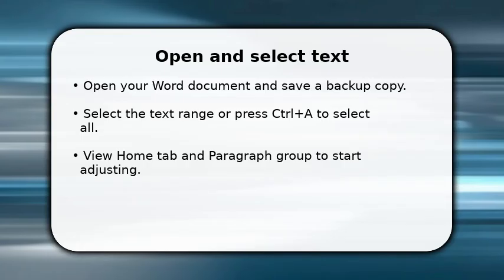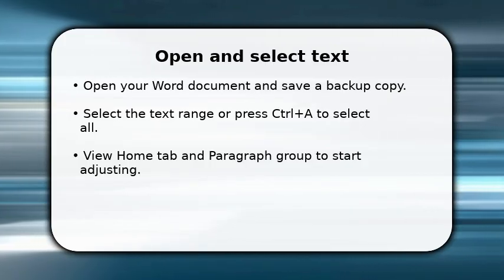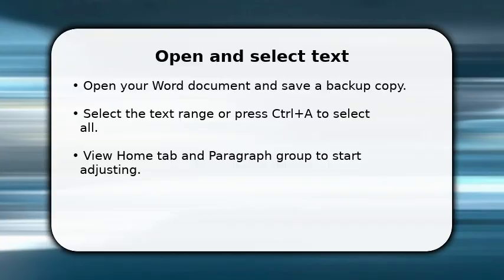You already saved a backup. Now focus. Open the document and select the paragraphs you want to change, or press Ctrl+A to act on the whole file. Once done, look at the Home tab's paragraph group, because that's where line and paragraph spacing controls live. You're taking action immediately. We'll change line spacing and clear extra space after paragraphs so text flows tightly.